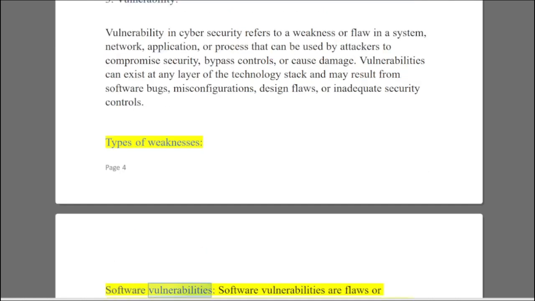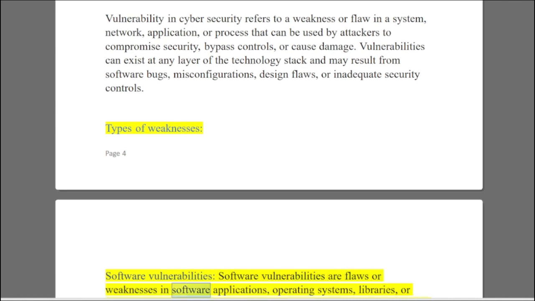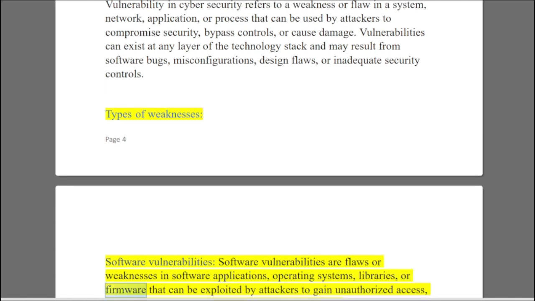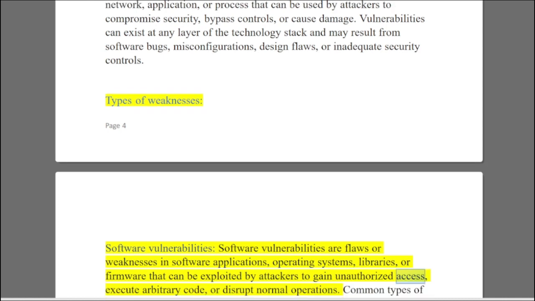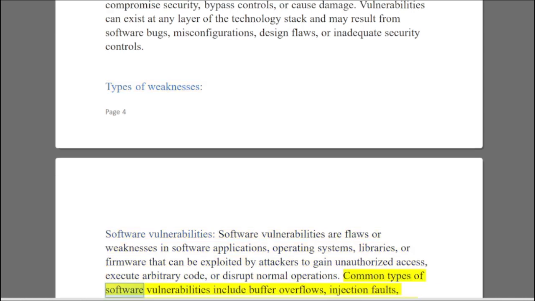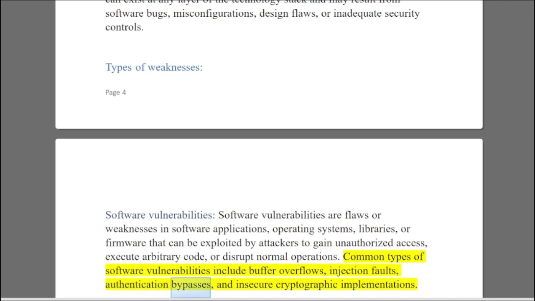Software vulnerabilities. Software vulnerabilities are flaws or weaknesses in software applications, operating systems, libraries, or firmware that can be exploited by attackers to gain unauthorized access, execute arbitrary code, or disrupt normal operations. Common types of software vulnerabilities include buffer overflows, injection flaws, authentication bypasses, and insecure cryptographic implementations.